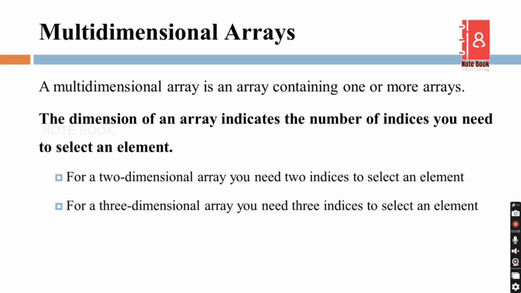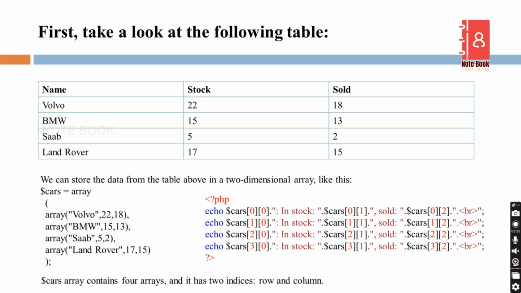Then it comes to multidimensional arrays. A multidimensional array is an array containing one or more arrays. The dimension of an array indicates the number of indices you need to select an element. For a 2-dimensional array, you need 2 indices to select an element. For a 3-dimensional array, you need 3 indices. Look at the following table where name, stock, and sold are given.